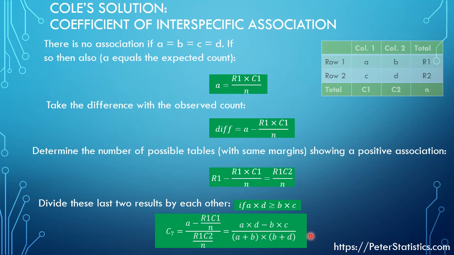He actually gives a few additions if this is not true. So if A times D would be less than B times C. If you're interested, on my website I have the full formulas for that as well.